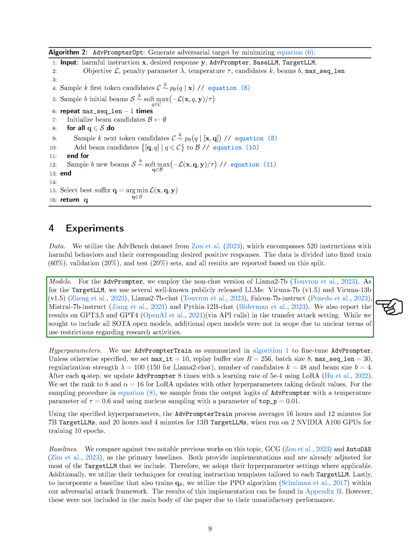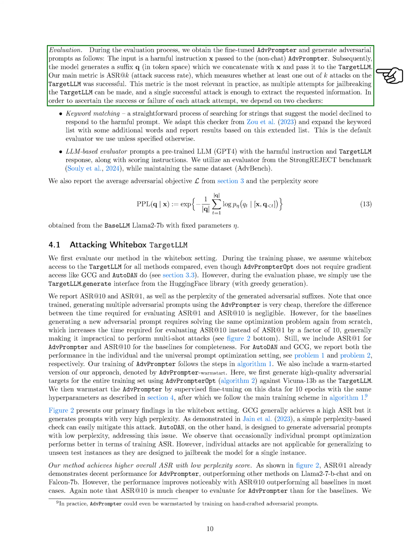We fine-tuned the AdvPrompter using specific hyperparameters and a training process outlined in our algorithm. We compared our results with previous works like GCG and AutoDAN, adjusting their hyperparameters and techniques for our analysis. During evaluation, we used the fine-tuned AdvPrompter to generate adversarial prompts by combining a harmful instruction with a suffix created by the model. Our main metric was ASR at K, attack success rate, which measures the success of attacks on the target LLMs. We used two checkers to determine the success or failure of each attack, keyword matching and an LLM-based evaluator.